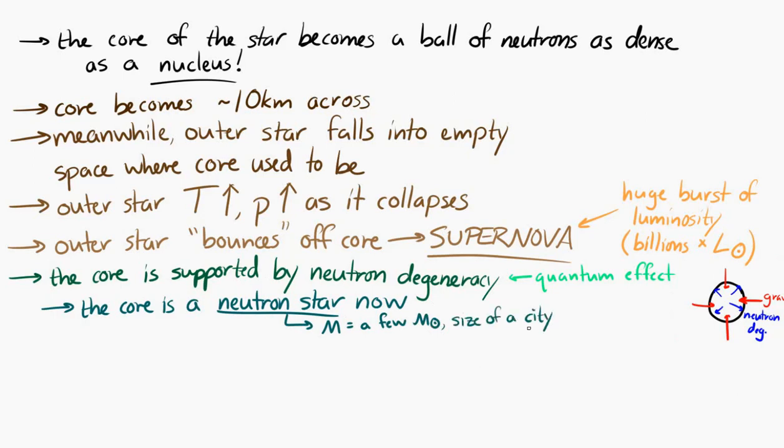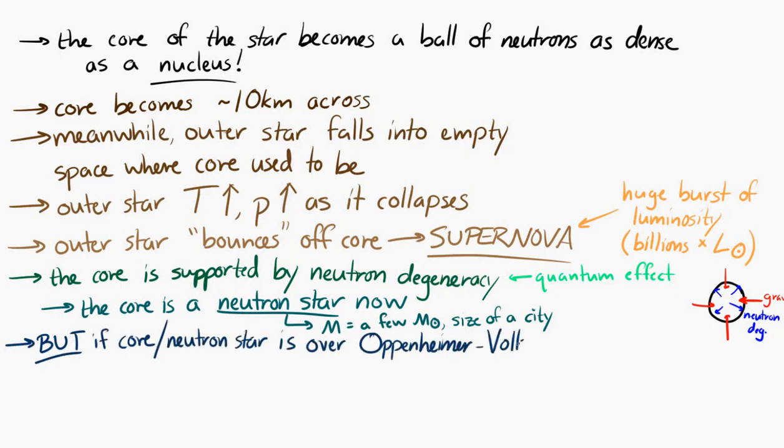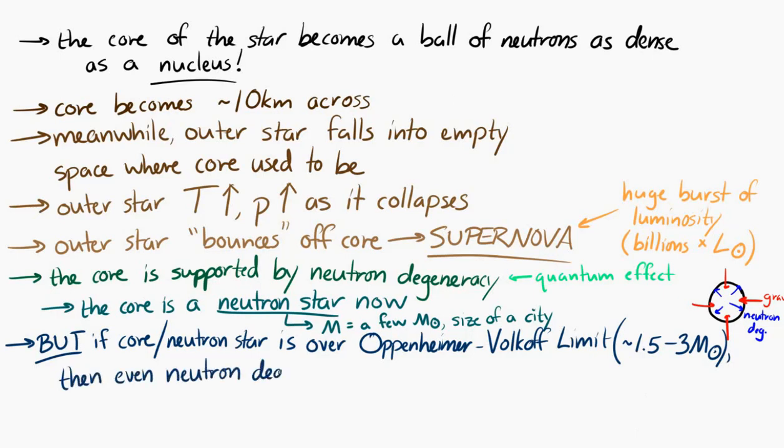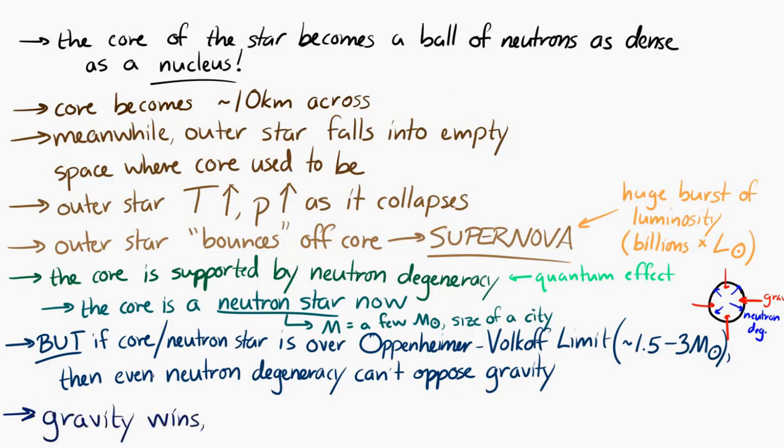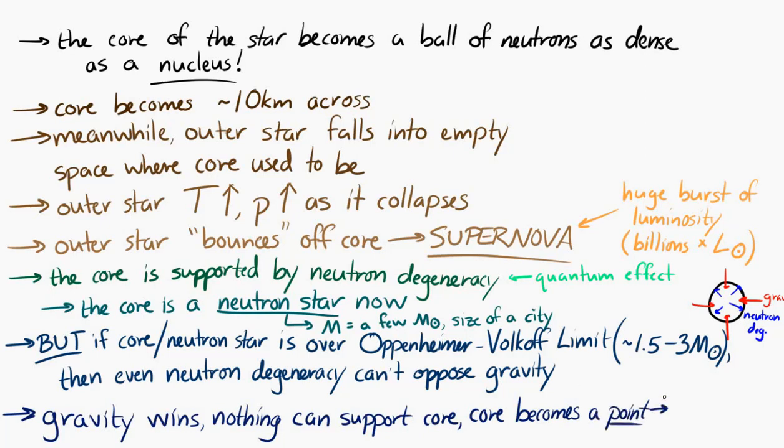So very, very dense. Now, if the neutron star is above the Oppenheimer-Volkoff limit, and the Oppenheimer-Volkoff limit is not well pegged down, but it's approximately 1.5 to 3 solar masses, if the core is above that limit, even neutron degeneracy isn't strong enough to provide the outward force necessary. And in this situation, gravity wins. Ultimately, there is no force that's able to support the star. Gravity causes the star to shrink down to essentially no size, and we get a black hole.